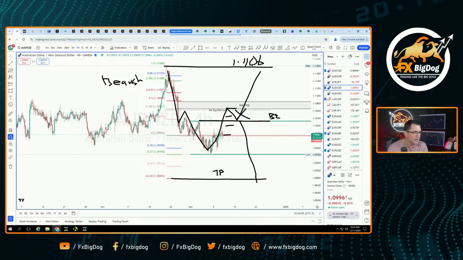Sorry, it's 1.1806. So it's actually 11.80. That's the target to the upside. So what you do is you liquidate your positions and you'll be able to get in.